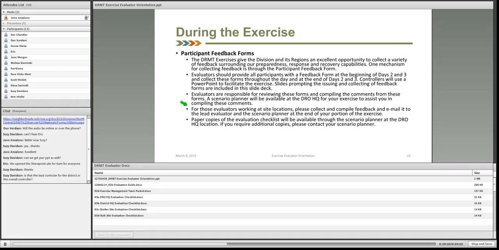For those evaluators working at site locations, whether it be a shelter or a bulk site if you're doing functional, we want them to collect and compile feedback and email it to the lead evaluator and the scenario planner at the end of your portion of the exercise. In Iowa, we had the shelter only open for 1 day functionally, so at the end of that functional play, they made sure that they submitted that to the lead evaluator and scenario planner.